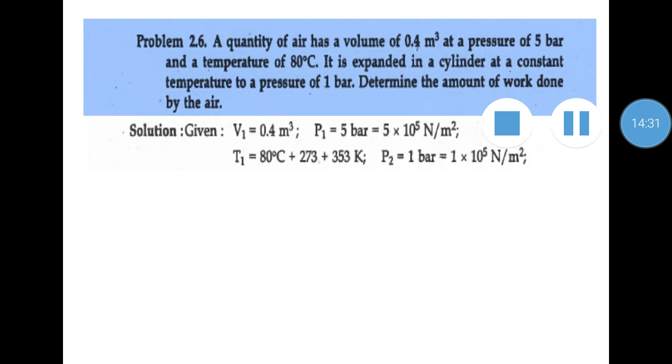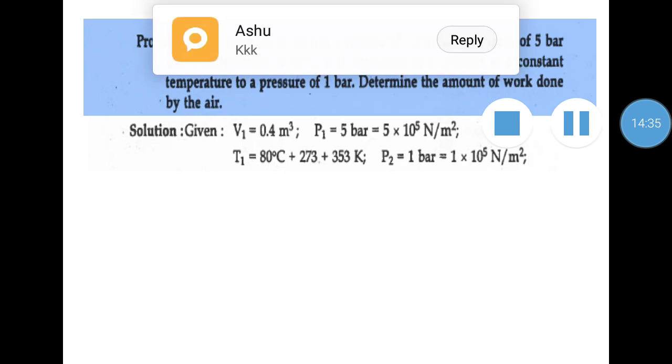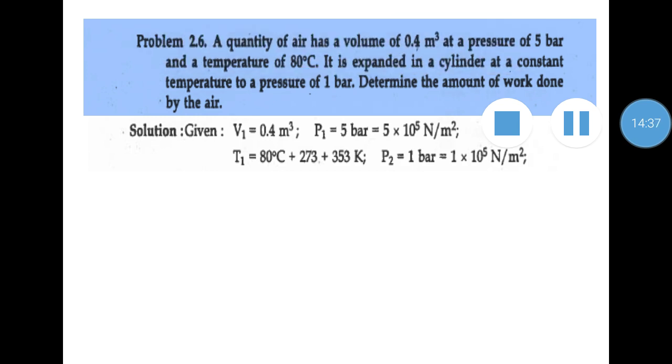solution. V1 is given as 0.4 meter cube, and pressure P1 is given as 5 bar, that is 5 into 10 raised to 5 Newton per meter square. That 5 bar we have to convert into Newton per meter square. Temperature T1 is equal to 80 degrees Celsius, which we have to convert into Kelvin. For that we have to add 273, so it becomes 353 Kelvin.